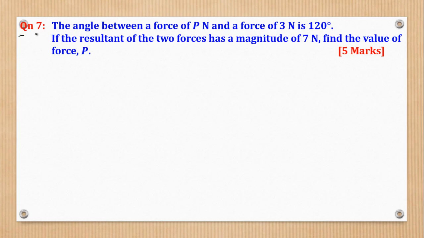So now we shall go to question 7. Question 7 says, the angle between a force P Newton and a force 3 Newton is 120 degrees. If the resultant of the two forces has a magnitude of 7 Newton, find the value of force P. So here we need to make a sketch. Now, here it is up to you to choose which force to make horizontal. I can make P horizontal or 3 horizontal. Whatever I choose is okay.